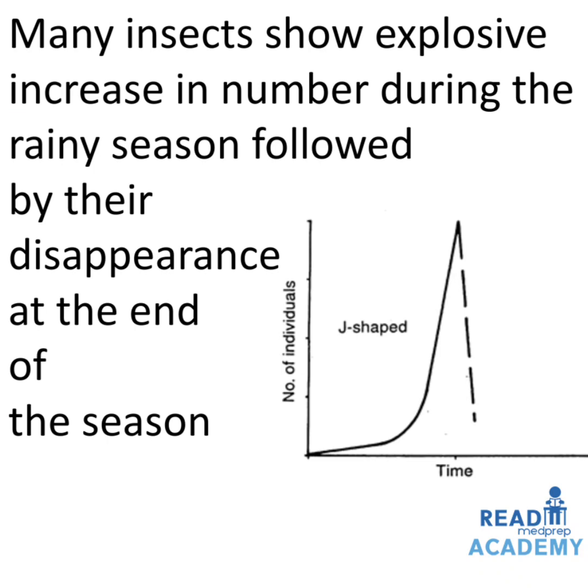On the right side, you can see the J-shaped curve, with time on the x-axis and number of individuals on the y-axis. The sudden rise of the population and there is sudden decline of the population.